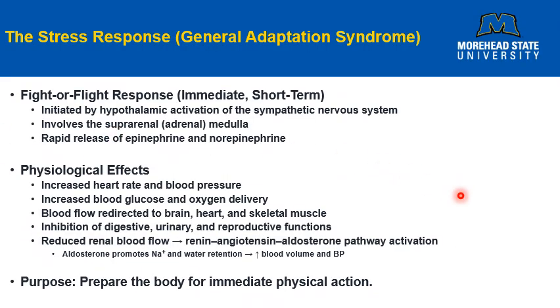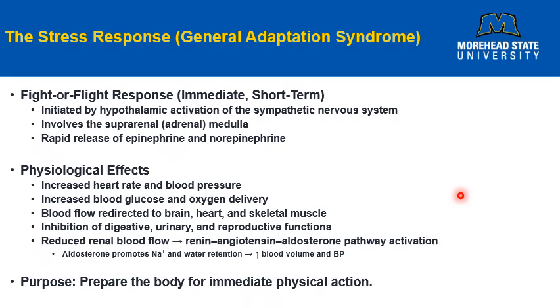Now, when you think of stress and what we've talked about already, you probably think of the fight or flight response. This is immediate and it is a short-term response. It is initiated by hypothalamic activation, and the activation occurs by the sympathetic nervous system. So like I said, it's an incorporation of the nervous system as well as hormones, specifically the adrenal. So it involves the adrenal.